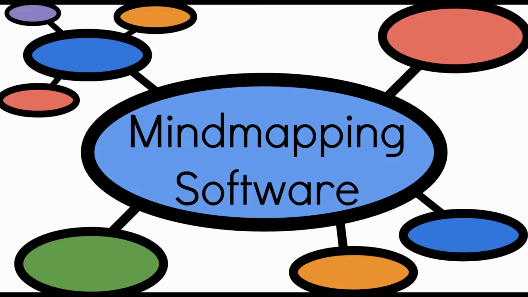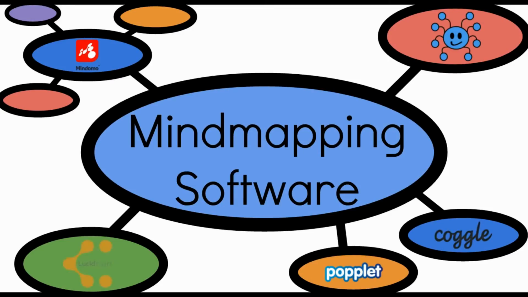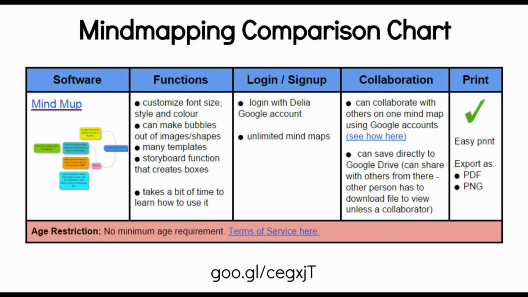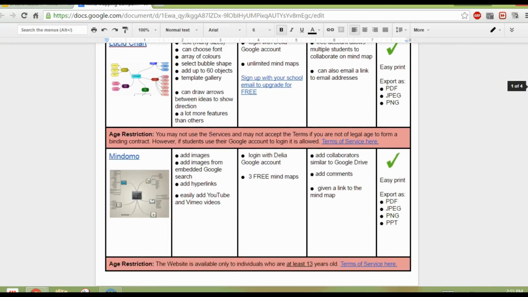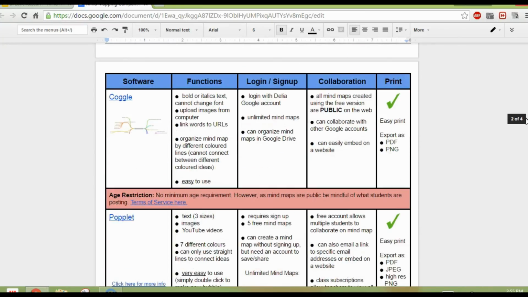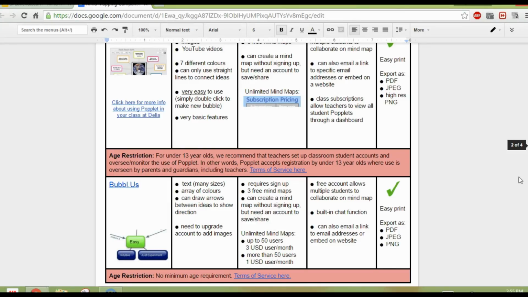How about the software? I've demoed probably about 25 different mind mapping softwares, and what I've done is created a chart really of the different softwares based on their functionality, what you have to do to log in, whether they're collaborative or not, if they're printable or not, and for middle school teachers I also included the age restriction if there is one. So you could print this document off for students or just use it for your own reference when choosing a mind mapping software to use in your classroom.